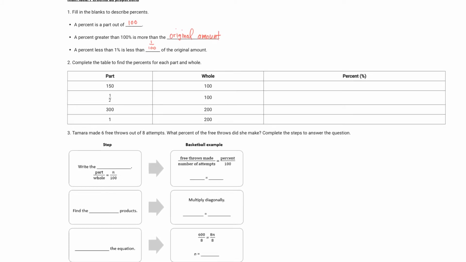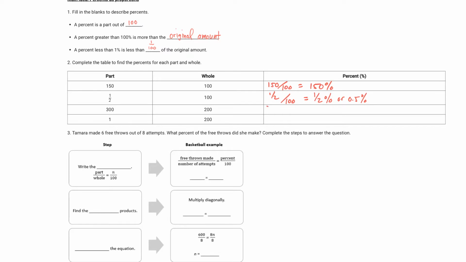Well, if we have the part, which in this case is 150 out of 100, that is what the percent is: 150%. Okay. The part is 1/2 out of 100. Well, that would be 1/2 of a percent, or 0.5%, because percent means out of 100.